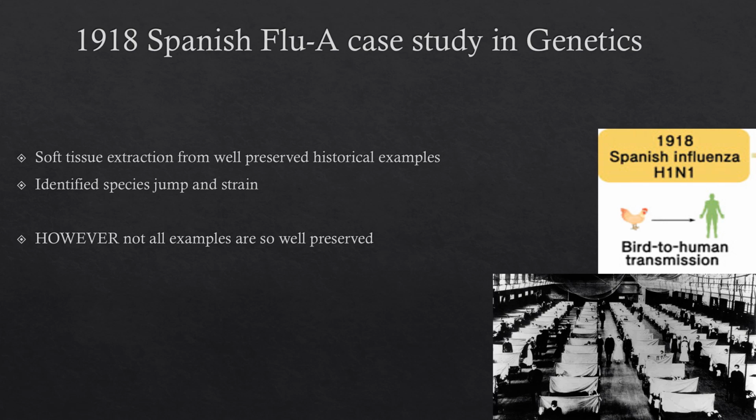From this analysis, they were able to identify that it was the H1N1 virus, which had probably jumped from birds to humans. However, not all examples are so well preserved, and this is a historical example. More ancient examples do not have soft tissue, meaning it's harder for ancient disease to be preserved.